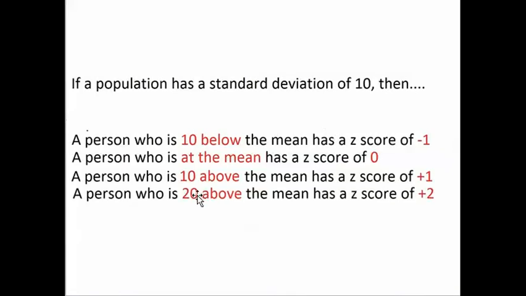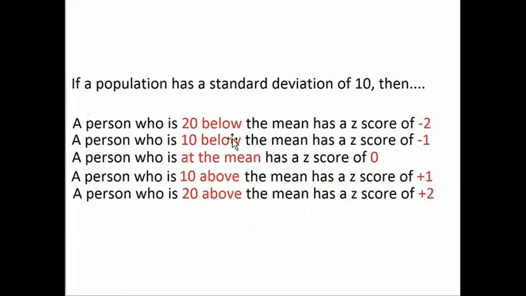Now, if the class has a standard deviation of 10, then a student who's 20 above the mean would be 2 standard deviations above the mean, and that student would have a z-score of +2. Because if you start at the mean and you go up by 10, and you go up by 10 again, you've gone up by 20. Also, a student in the class with an exam score 20 below the mean would have a z-score of -2, because if you start at the mean and go down by 10 and go down by 10 again, you've gone 20 below the mean.